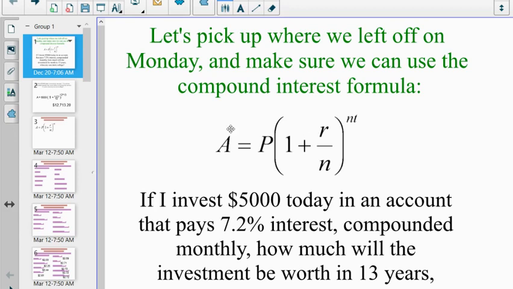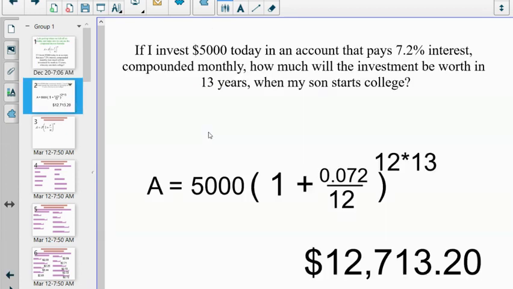And you are unpausing because you've all finished the problem. So let's take a look at this one. We're plugging stuff into the formula. 5,000 is my principal. The R value is 0.072. Move the decimal point over 2 spots. This one is compounded monthly, so N is equal to 12, and we're going for 13 years. Make absolutely certain that when you try to plug something like this into your calculator that you are plugging it in right and getting the answer that I've got shown down on the bottom of the screen, $12,713.20.